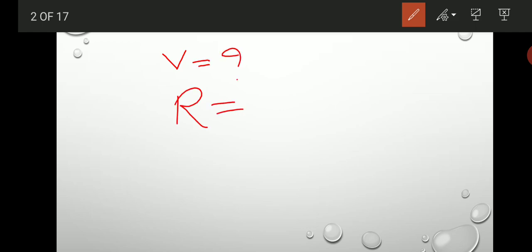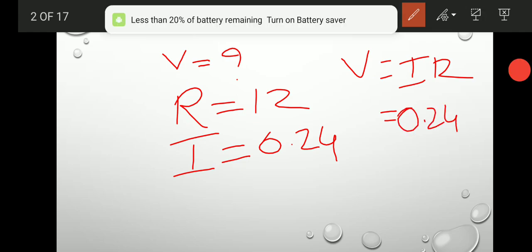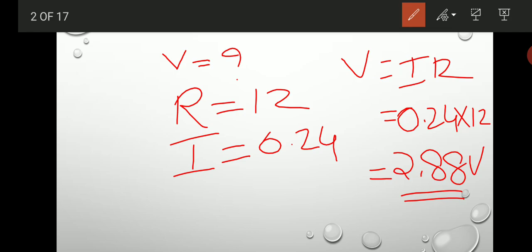So here R is how much? 12. I we already found, that is 0.24. Now we can find it. V is equal to I into R, no need to rearrange this formula. So I is 0.24 and R is 12. When you multiply this, you will get 2.88 volt. This is the voltage at the 12 ohm resistor.